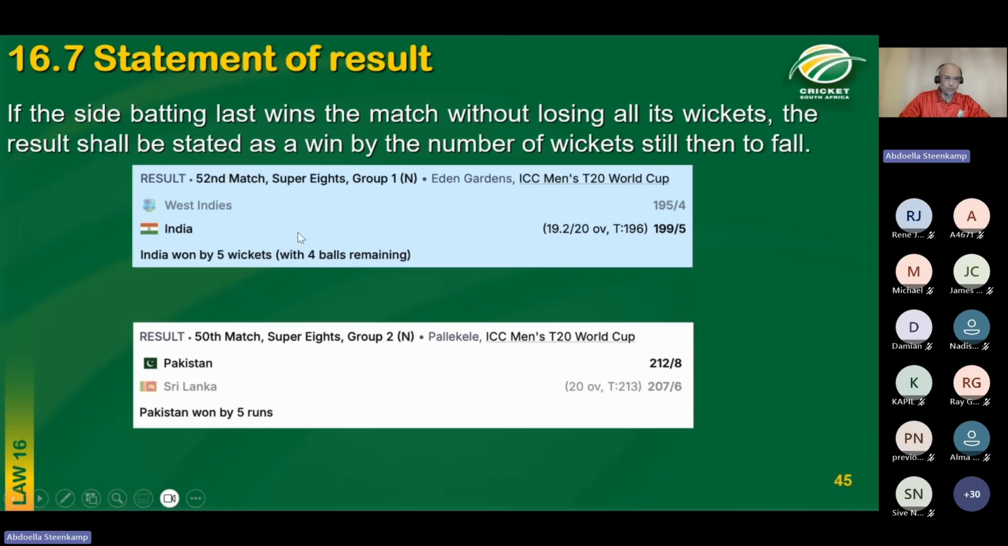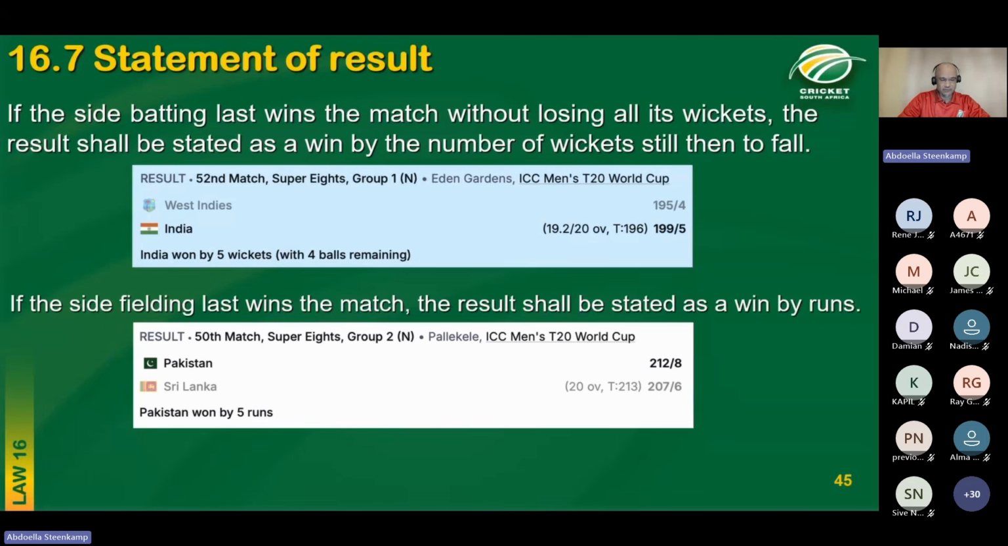So in the scorebook, the result will be shown as follows. India won by 5 wickets. If the fielding side wins the match, the result will be stated as the number of runs by which you win the game. In this example, Pakistan scored 212 and they dismissed Sri Lanka, or Sri Lanka, after 20 overs were bowled, only got to 207. So the result will be stated as Pakistan winning this game by 5 runs.